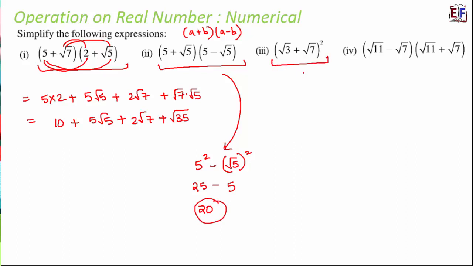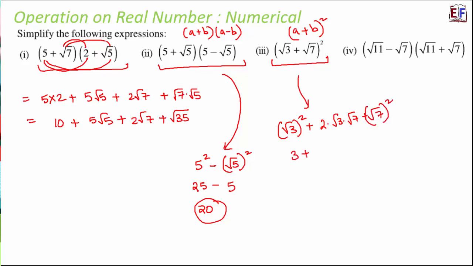Let's look at the third one: root 3 plus root 7 whole square. This is of the form a plus b whole square. And what is a plus b whole square? A square plus 2ab plus b square. So root 3 square is 3, 2 into root 3 into root 7 is 2 root 21, plus root 7 square is 7. So this will be 2 root 21 plus 10. That's the answer.